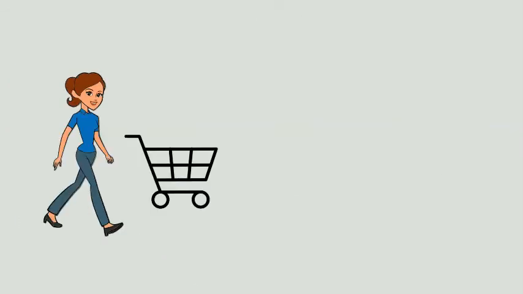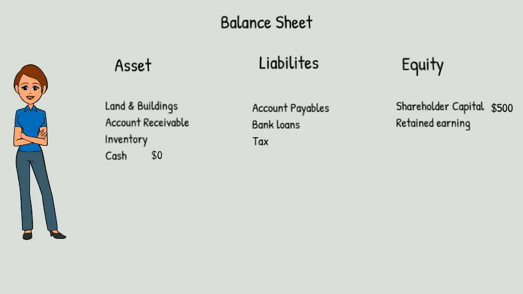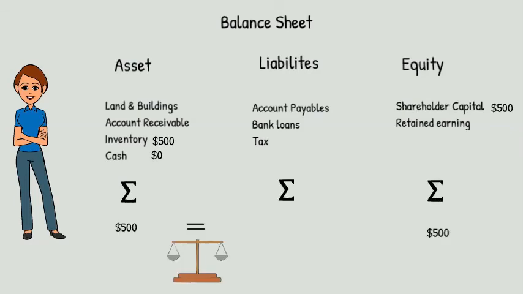Now let's say that Amanda used the $500 to purchase some supplies. So Amanda's cash will be 0 and the inventory will be 500. And again, our balance sheet is balanced. As you can notice, the total value of assets is still 500, the same as the equity.